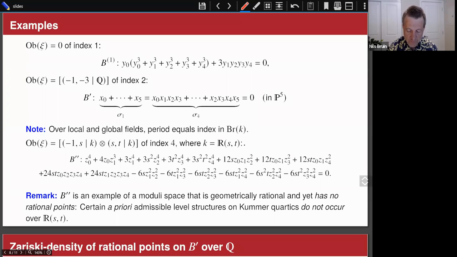And with a little bit of careful twisting, we can construct a twist here that has an obstruction that is represented by a tensor product of 2 quaternion algebras. And you can check that that is not a class that can be represented by any single quaternion algebra. So that means it has to be of index 4.